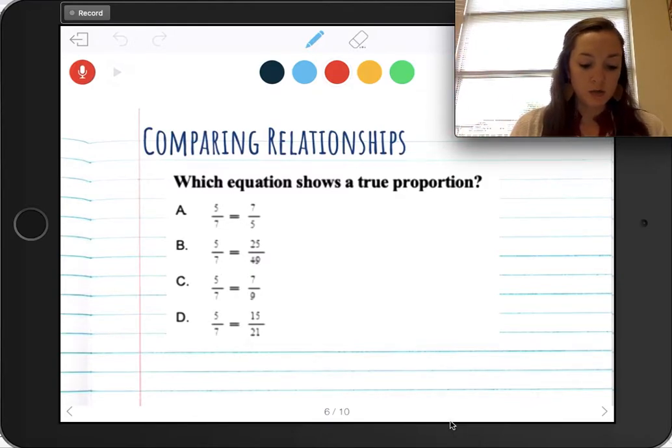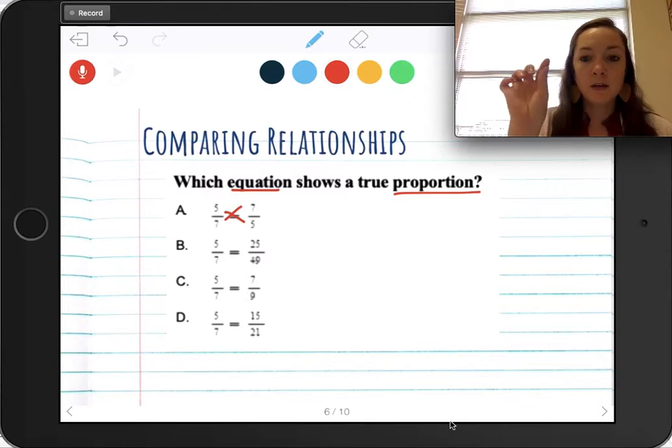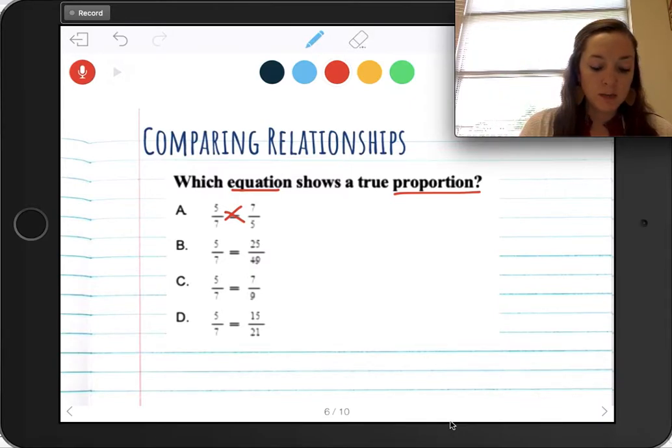Now what we're going to do is we're going to go over a few examples comparing relationships. So this is just 2 ratios or an equation that's a true proportion. So for A, I'm going to cross multiply and see if these are proportional. Remember, I want my product to be the same. 7 times 7 is 49. 5 times 5 is 25. So A is not proportional.